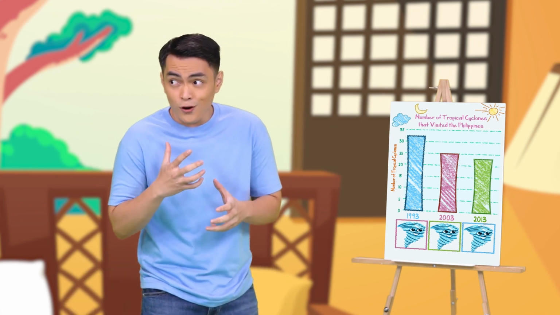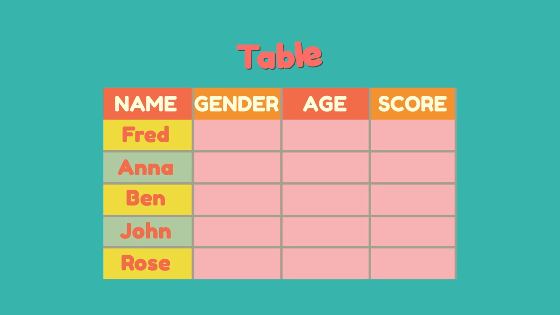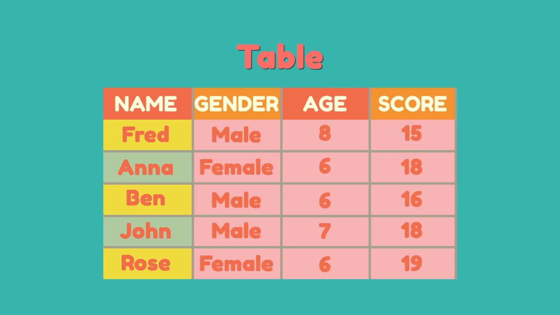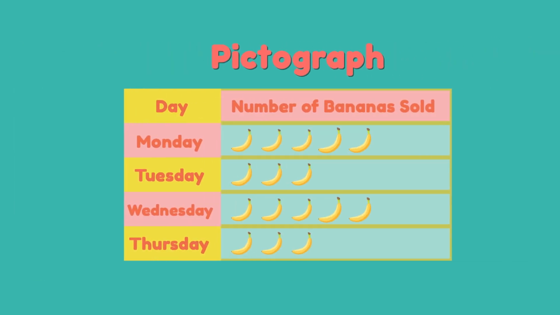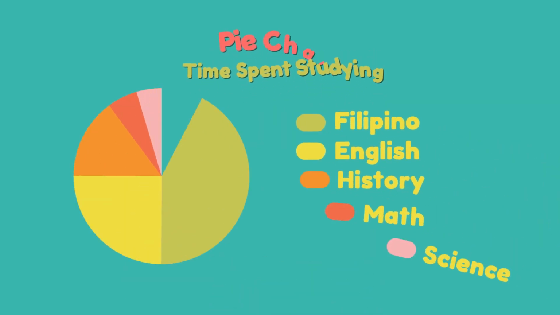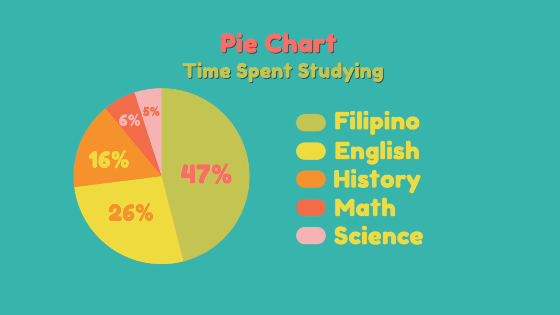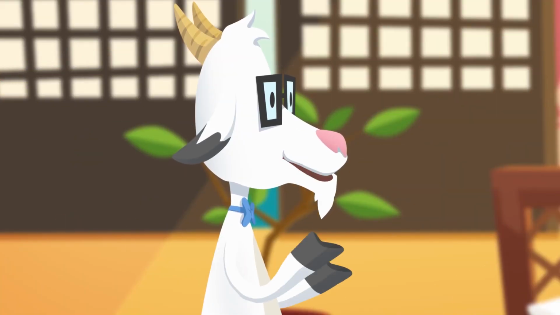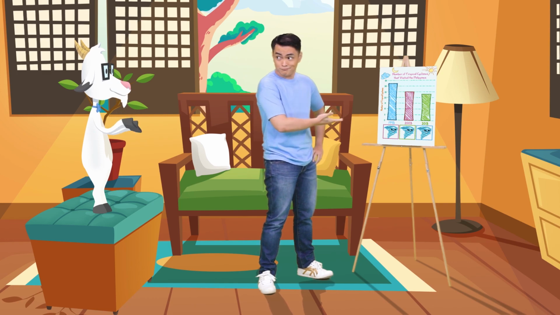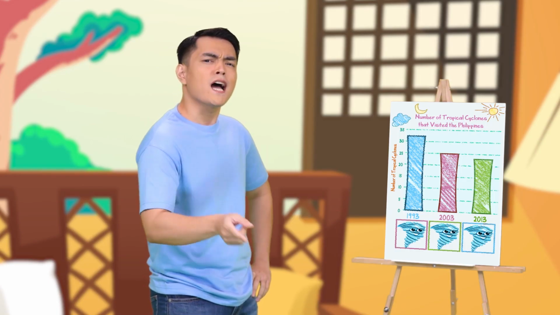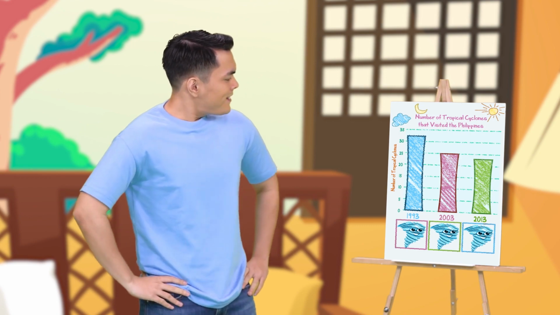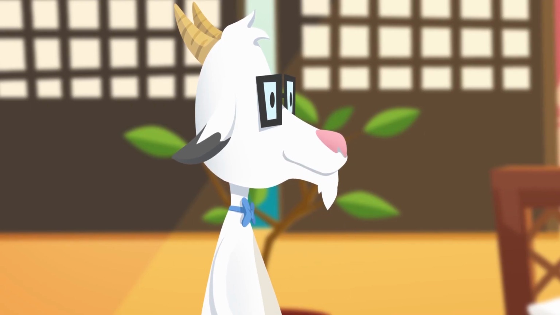That's right. But aside from the bar graph, there are other ways to organize information so that you can understand them better. Like tables, these are used to present different information through the use of columns and rows. We also have pictographs that show information using pictures. And you have your pie charts that are used to present parts of a whole. Cool! Instead of looking at many numbers, these are easier to understand. I totally agree. Why are you looking at that bar graph anyway?